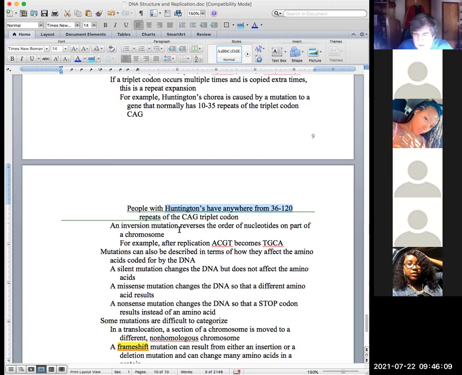Now, we can also have something called an inversion mutation. When you invert things, you turn them upside down. So basically, we flip the order. So we have something like ACGT, and it becomes TGCA.